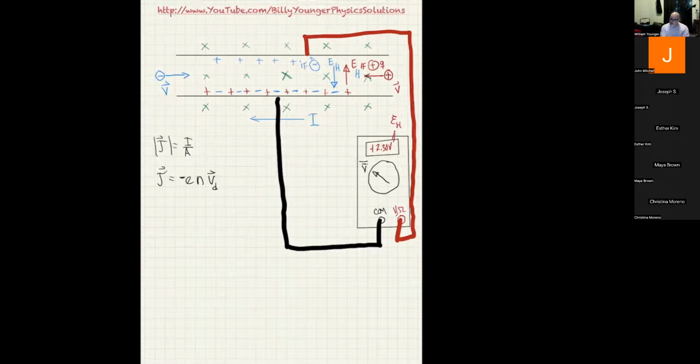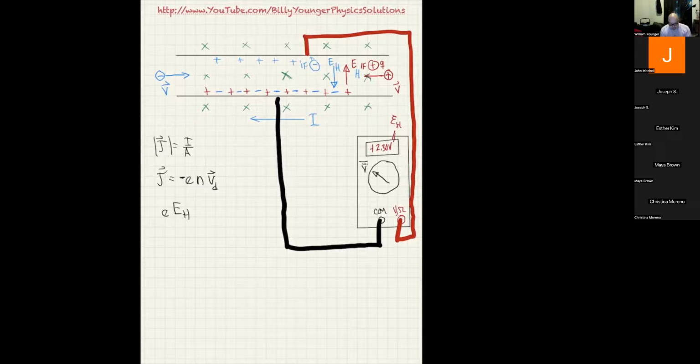I want to say it's in chapter 23. It might be chapter 24, but that's what we found. Okay. So what's going to happen with this setup is we're going to get another electric field established, and that electric field is going to compel, for instance, the electric charges to move in the direction of E sub H, and that's going to be the force due to the Hall field.